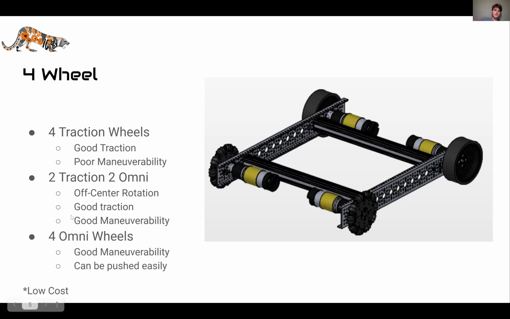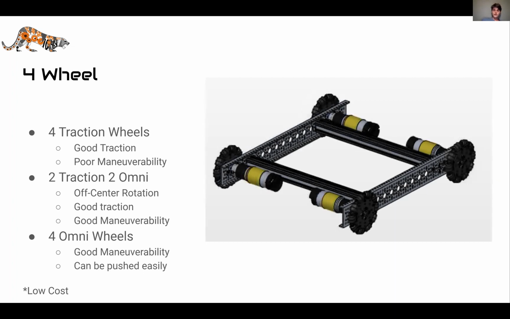On the other side of the spectrum, there is the 4 omni wheel drivetrain, where your drivetrain is consisting entirely of those omni wheels. It is very maneuverable. Your center of rotation is directly in the center of your robot, and it has like a turning radius right on a dime, but it slides around very easily and can be pushed by just about anything. Good thing about these drivetrains, though, is that they're very low cost, especially. All they take is 4 motors and 4 wheels.